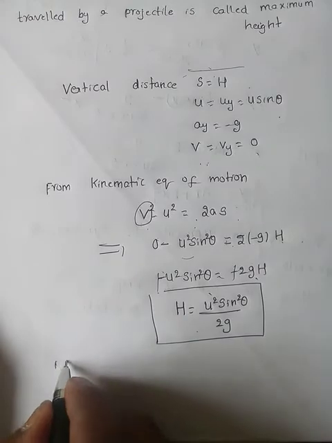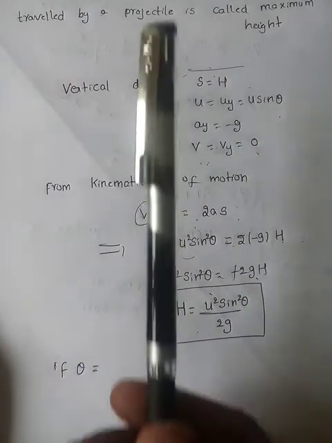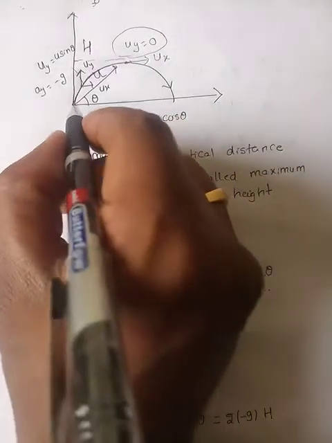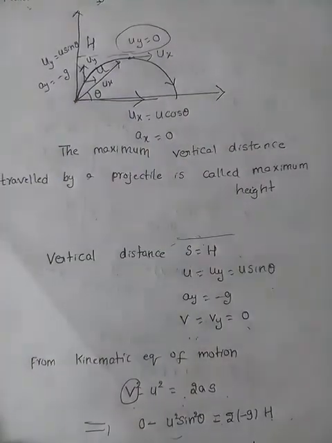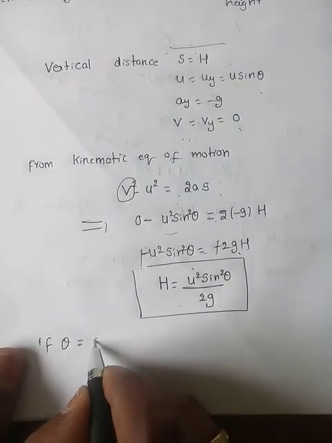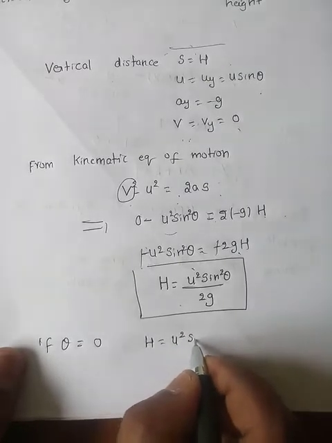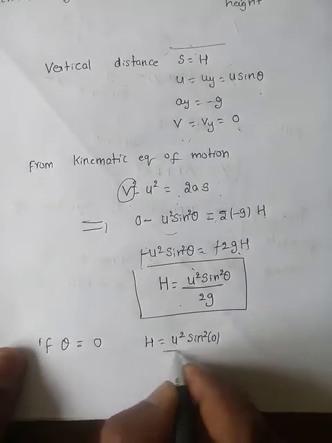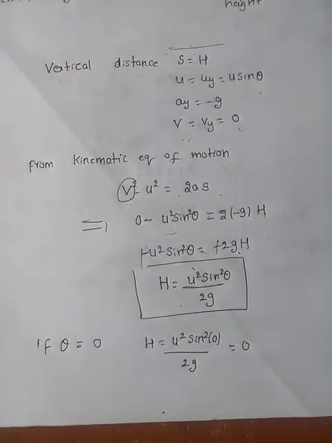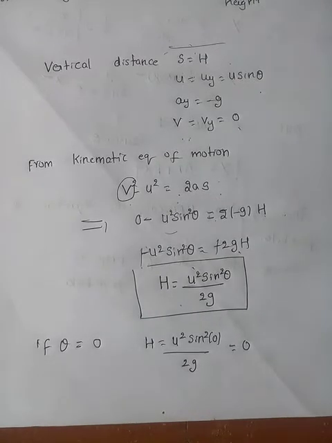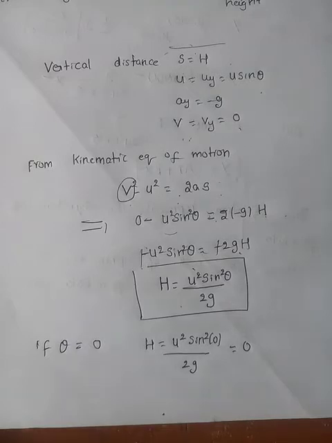Now if theta is equal to 0, it means I projected the particle along the horizontal, this is the projection, right? Then can it travel a vertical distance? No. What happens then? If theta is equal to 0, h is equal to u square sin square 0 by 2g, that is equal to 0. It means when we project a body along the horizontal, it cannot reach any maximum height. So the maximum distance is 0.